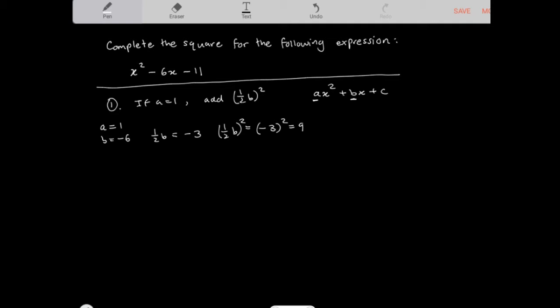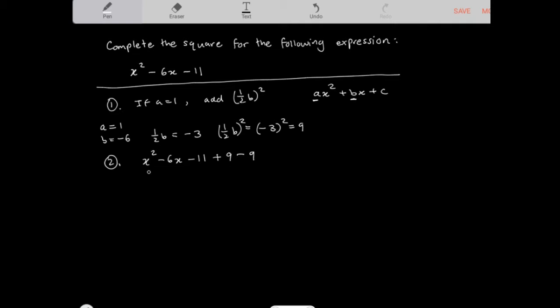Now I want to add 1/2 b squared, so I'm going to add this to the expression. So if I add this to the expression, what's going to happen is you get x squared minus 6x minus 11 plus 9. Now you can't just add 9 to an expression, right? You can't just add any number to an expression and expect it to stay the same. So I'm going to offset that by subtracting 9. So in this way I've not changed the expression at all.